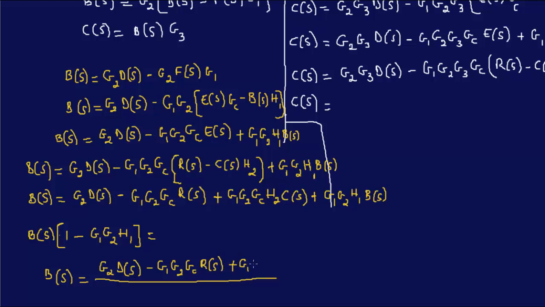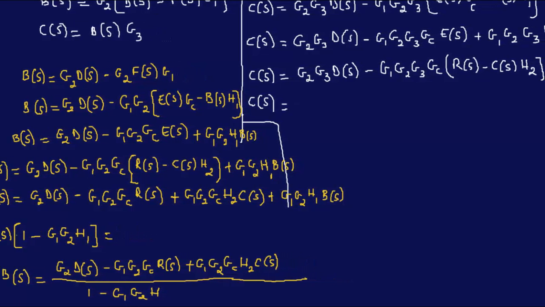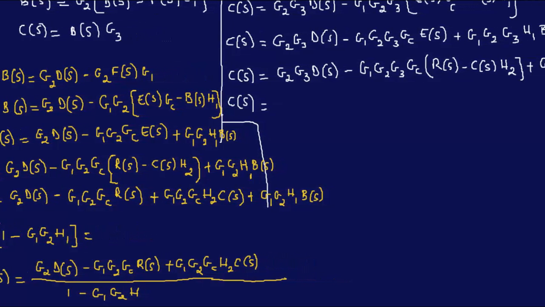I'm already tired. G1 G2 GC H2C of S over this 1 minus. Alright, now that we have our B of S, we can go ahead and plug it in to this equation. Oh wow, this is gonna be long.